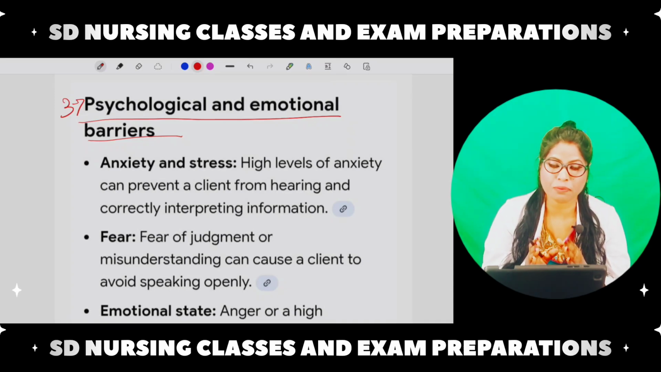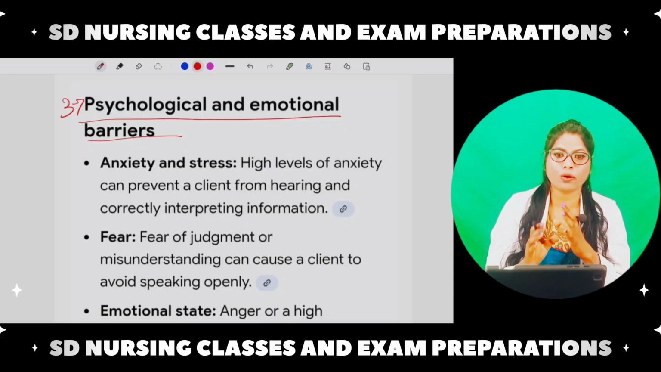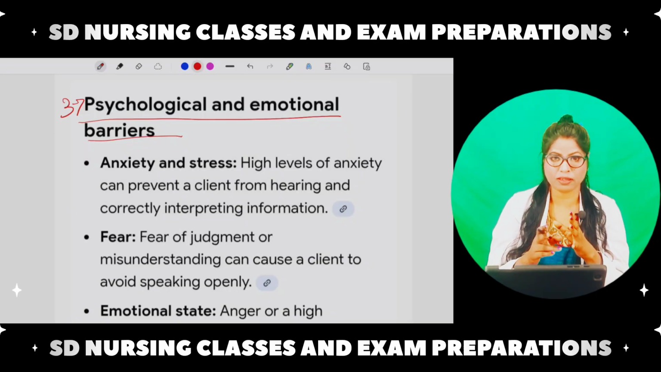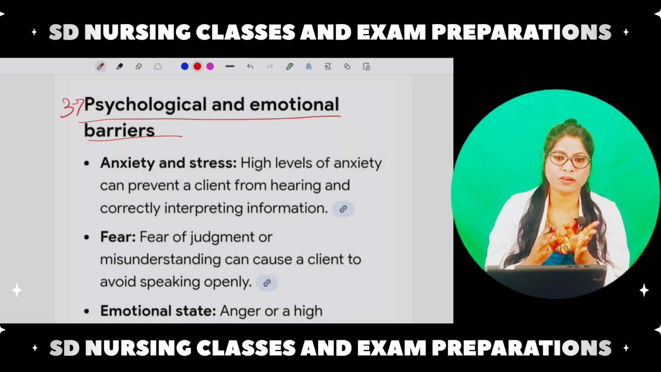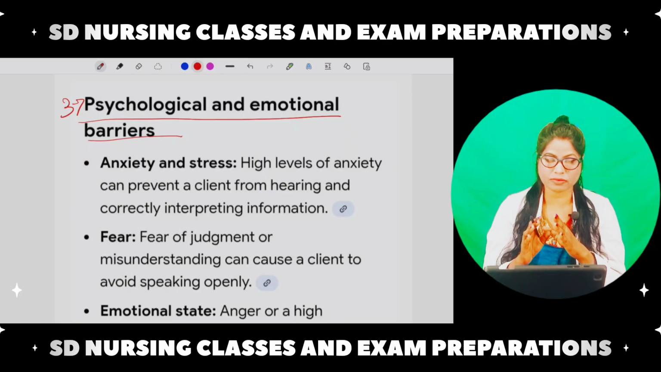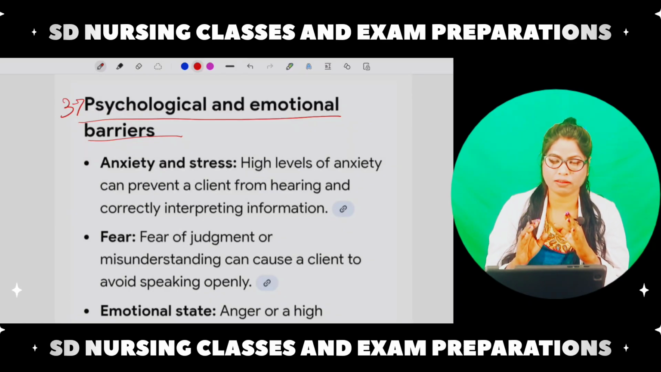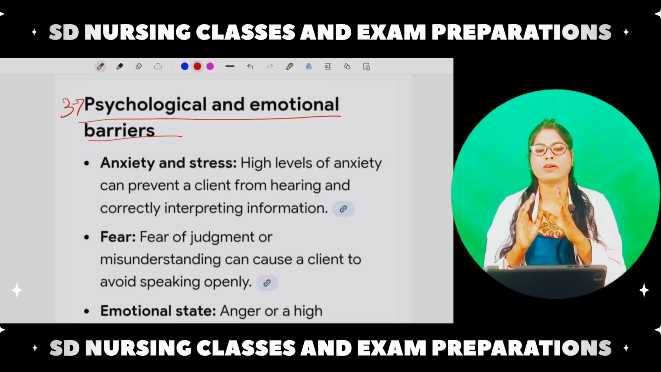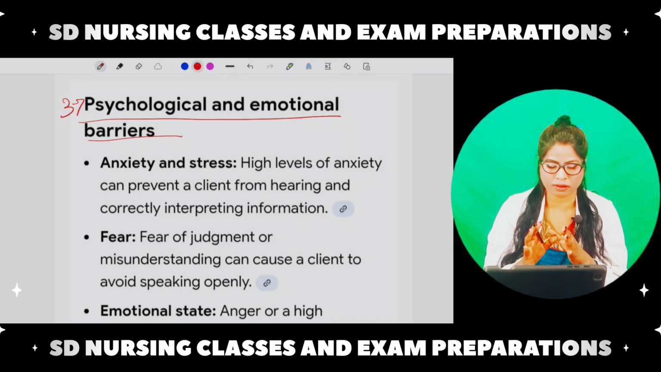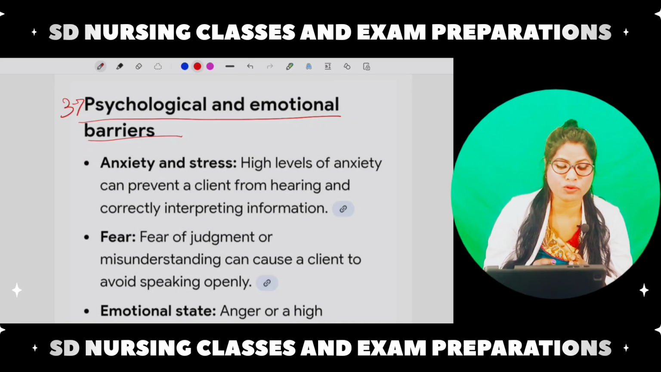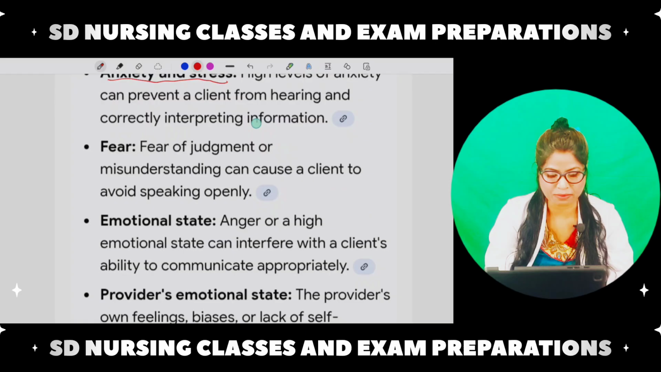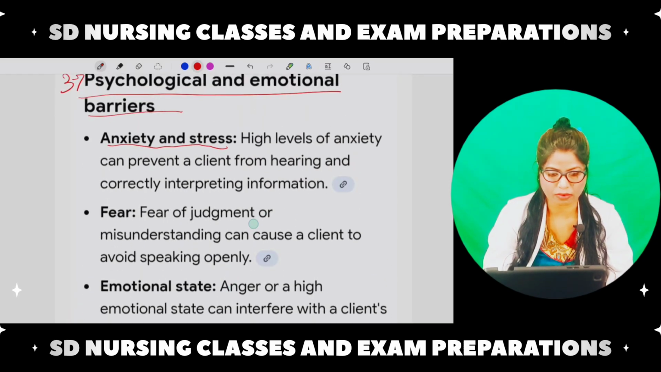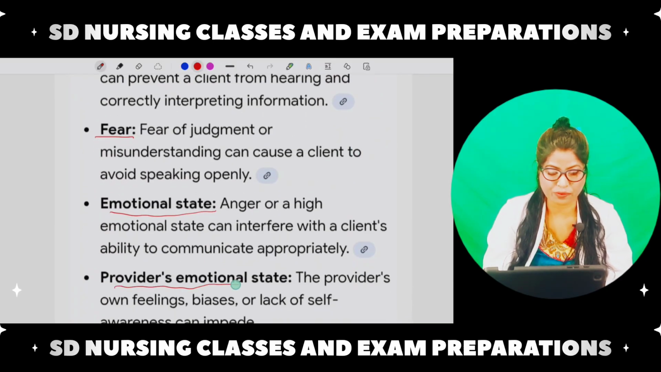procedure. Means this is a procedure for us only, we have to always observe the patient's psychological and emotional level, and what the patient's condition is, whether he is in panic or he is in a very low phase. So all these things we have to observe in psychiatric nursing. So psychological and emotional, this is the barrier. Anxiety and stress, this is four types: anxiety and distress, fear, emotional state, and provider's emotional state.